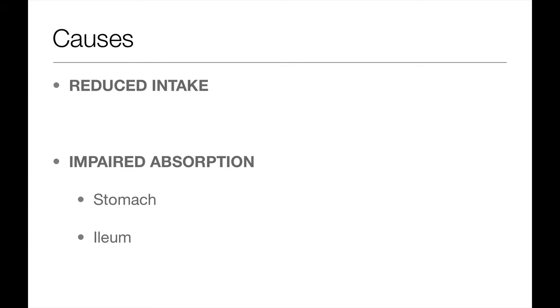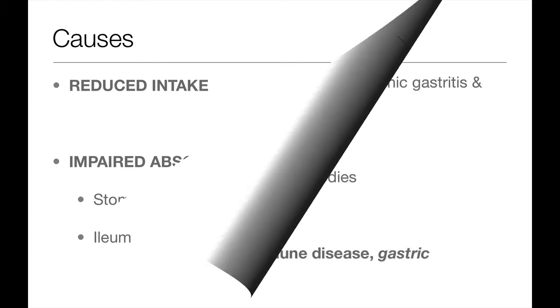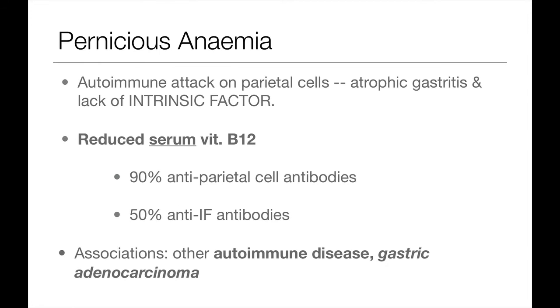The most common cause in the stomach is after the stomach's been removed, say post-gastrectomy, and the most common cause in the ileum is Crohn's disease, particularly Crohn's disease associated with terminal ileitis, an ileal resection, and finally pernicious anemia. Now, of all the causes of vitamin B12 deficiency, pernicious anemia is probably the most common, so I want to go through this a little bit now.